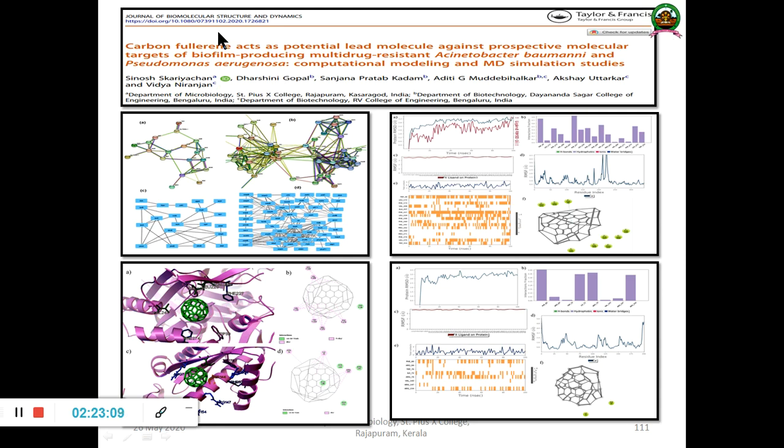Very recently published in the Journal of Biomolecular Structure and Dynamics: carbon fluorine acts as a potential lead molecule against the prospective molecular targets of biofilm-producing multidrug-resistant Acinetobacter baumannii. In 2017 WHO declared Acinetobacter baumannii the highest priority pathogen. Carbapenem is the last-line antibiotic: meropenem, doripenem, imipenem, ertapenem, faropenem, and colistin. If any bacteria are resistant against these antibiotics, then it will be very tough to cure.